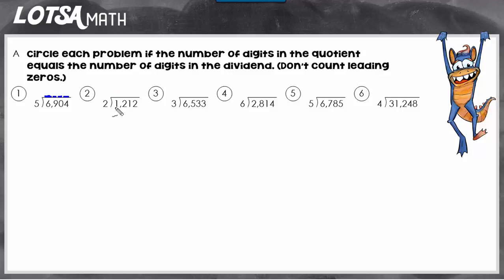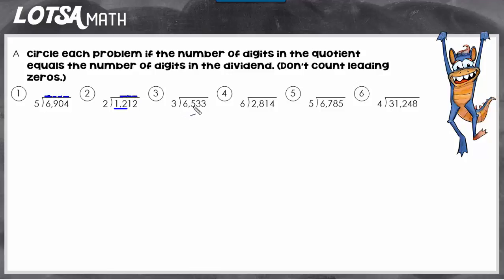So what we do instead is we look at it as the number 12. And we ask ourselves, can 12 be divided by 2? And since the answer to that is yes, we would have an answer for that. And whatever the answer would be would go right above the 2. And as soon as we start writing our quotient, we know that every other place would have a digit as well. So this answer would have 3 digits. So let's look at number 3.